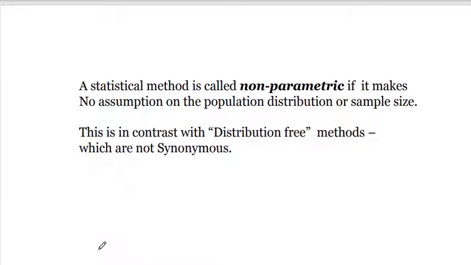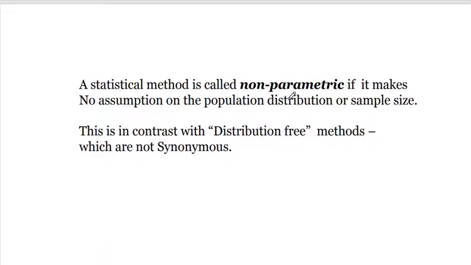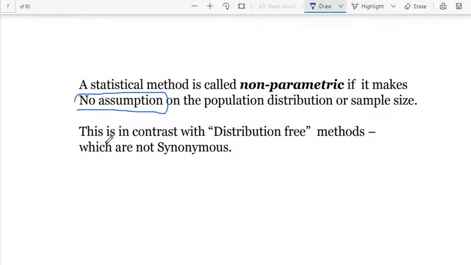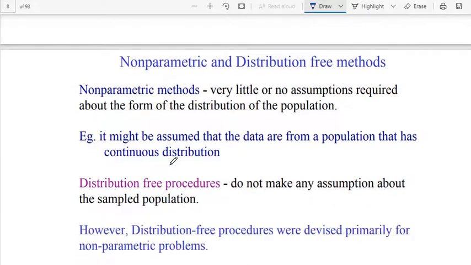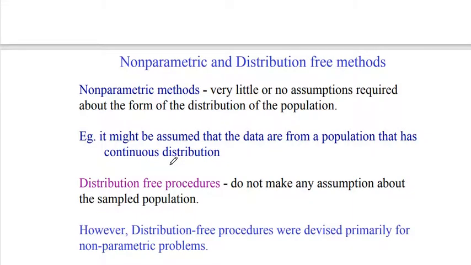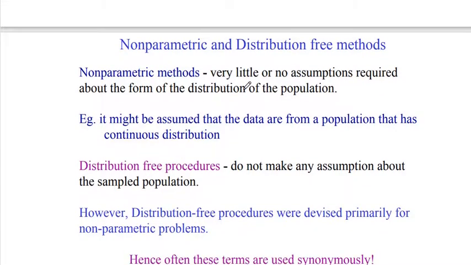See, this is the definition. A statistical method is called non-parametric if it makes no assumption, means there is no assumption, for example, that the sample should be IID, that the sample is drawn from a normal population, or that data should be qualitative or quantitative, on the population distribution or sample size. This contrasts with distribution free, meaning there are no parameters involved in the distribution. Now we can see some methods also. In non-parametric methods, very little or no assumptions are required about the form of the distribution of the population.